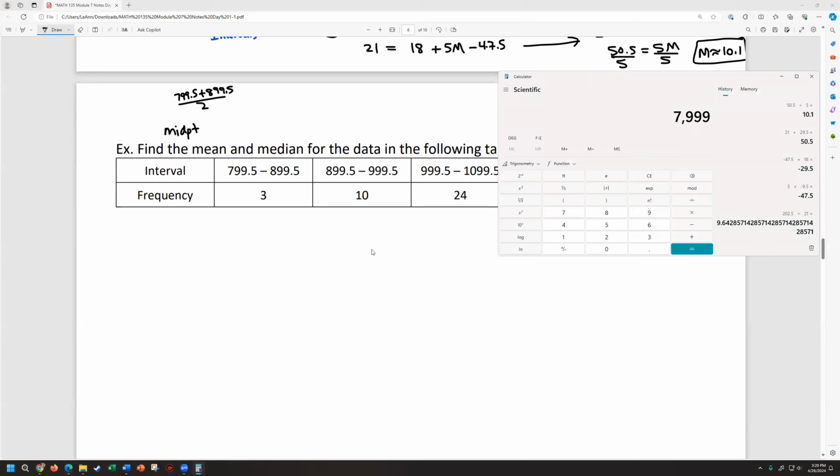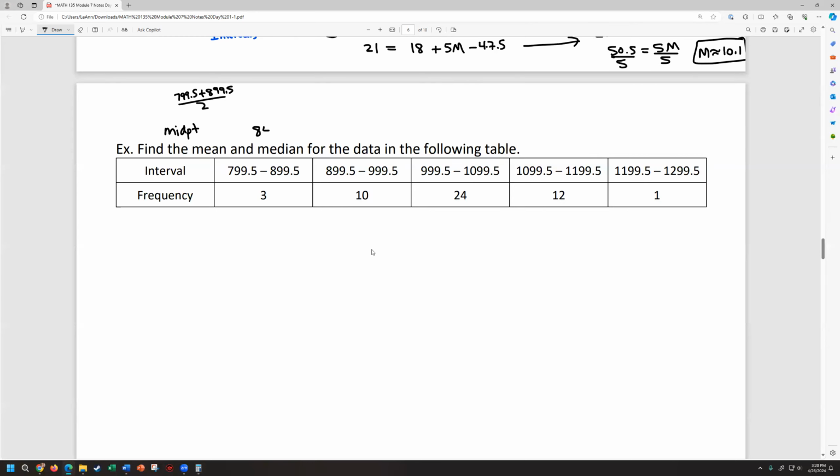So 799.5 plus 899.5. And then we divide that by 2. So this one is 849.5.